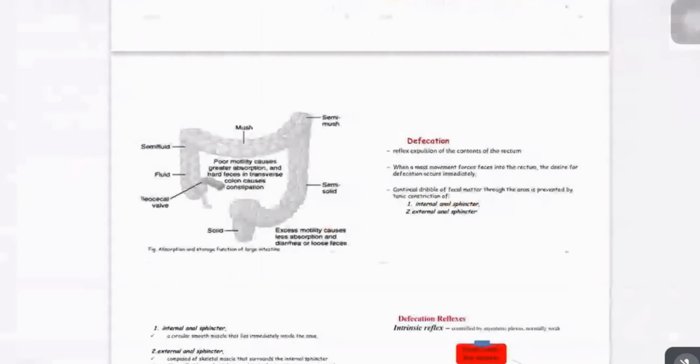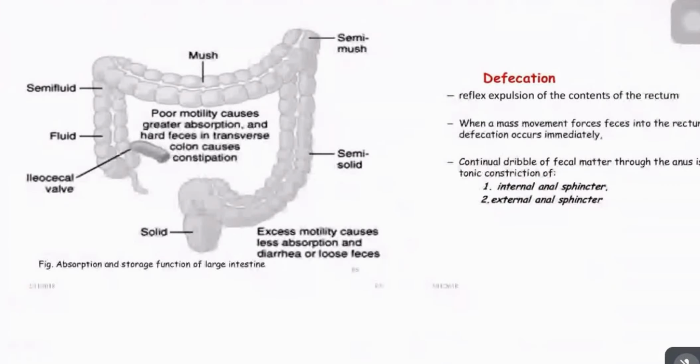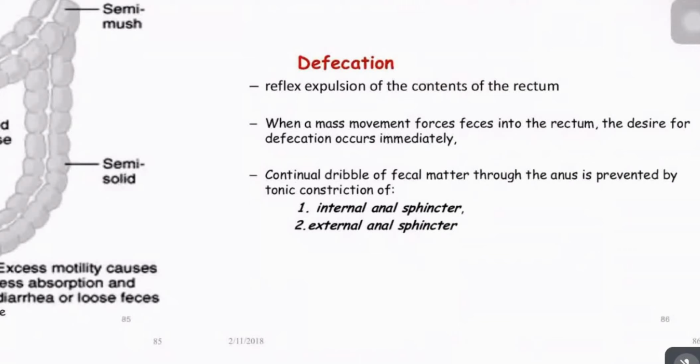So let's go to your defecation. Now, this defecation is a reflex expulsion of your content to your rectum. When a mass movement forces feces into your rectum, the desire for defecation occurs immediately.